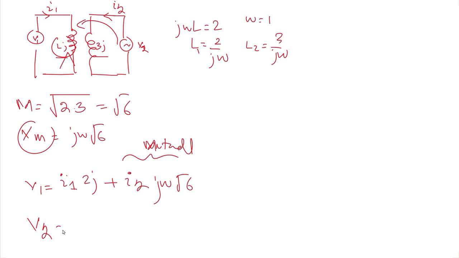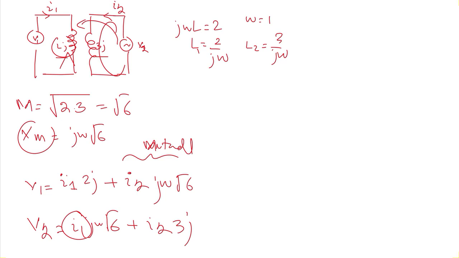Now similarly V2 would be equal to, first write it for this I2. So I2 is flowing through this 3j. So I2 into 3j is the first part, whereas I1 into j omega under root 6, which is the mutual inductance, and coming from I1. So this is our V2. So this is how we use these terminologies.